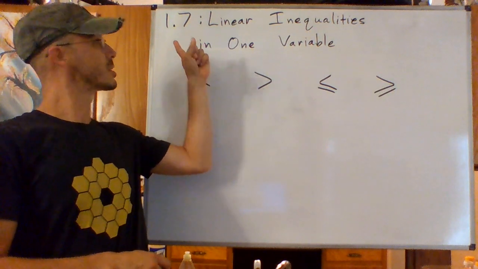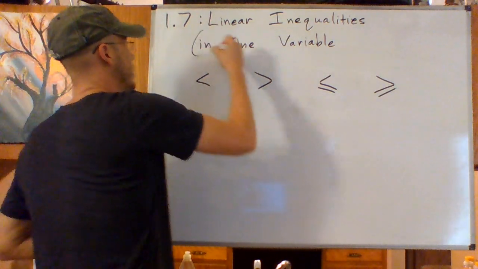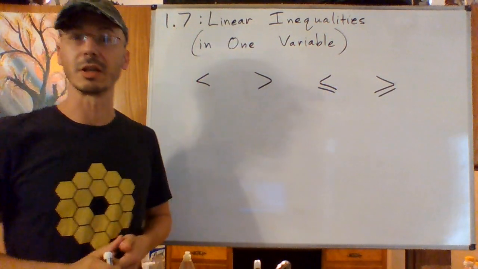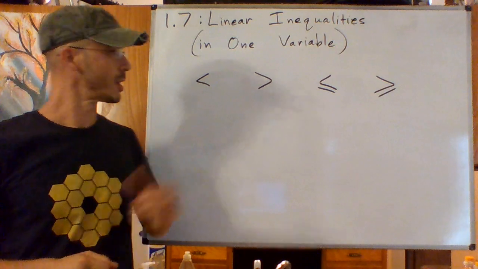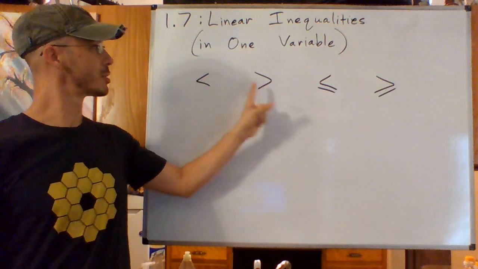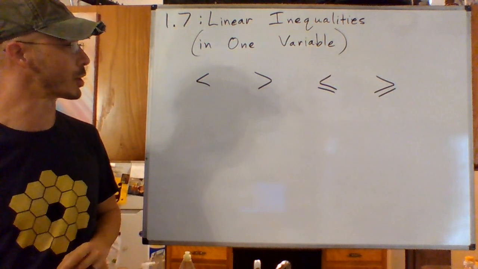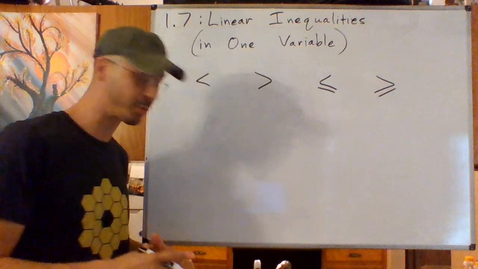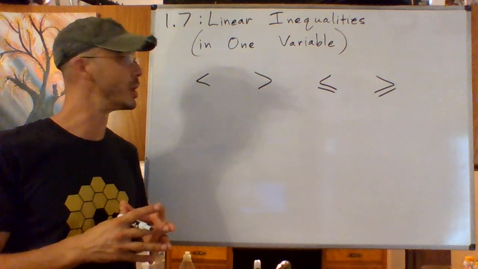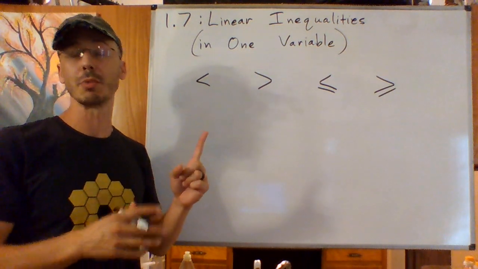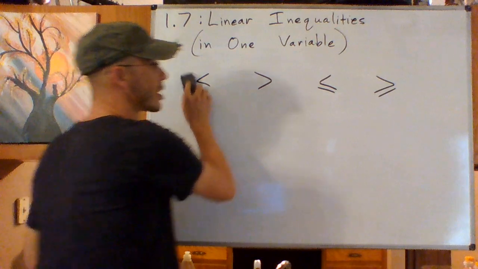This lecture is going to cover section 1.7 on linear inequalities in one variable. We're solving linear inequalities. Inequalities, unlike equations, involve these symbols: less than, greater than, less than or equal to, greater than or equal to. Those are the four we're working with. There are a few different kinds of inequalities that we'll work with, but we're going to solve them, and also, for many of the problems, we're going to have to graph them. So let's start.